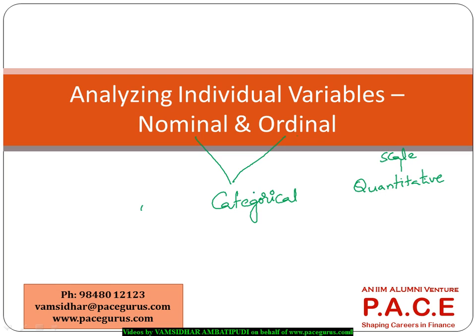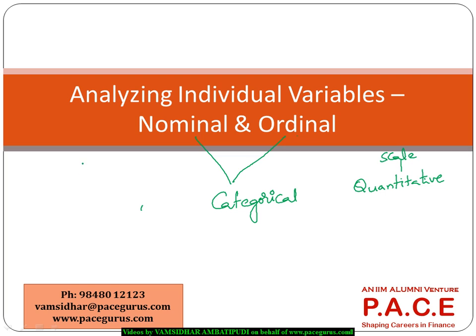And just a quick recap. Nominal is the one where order really doesn't matter, whereas in case of ordinal variables, where order matters or has importance, we have classified them as ordinal variables.